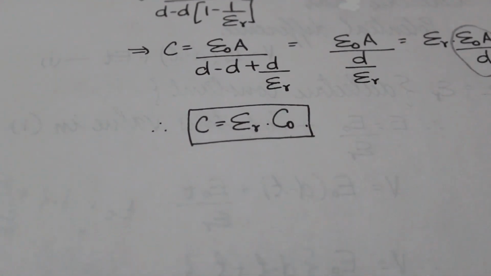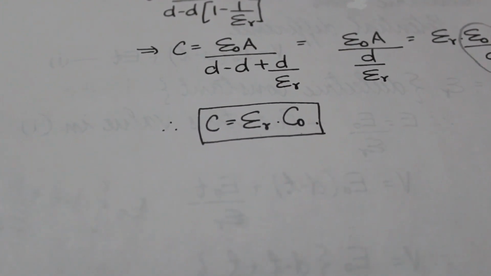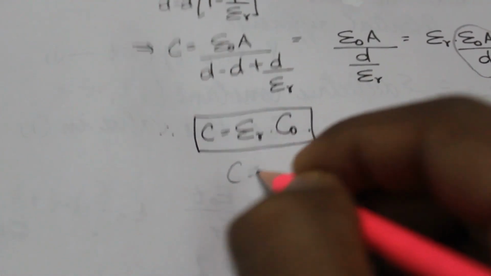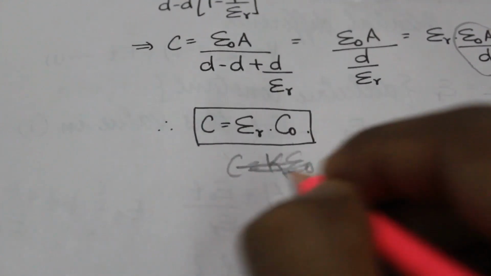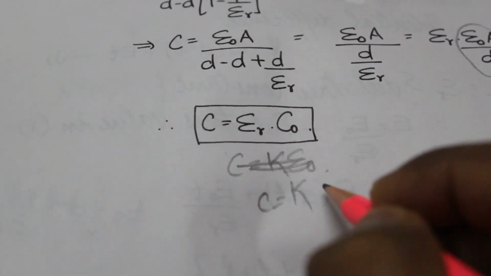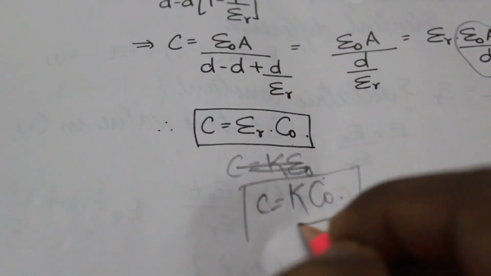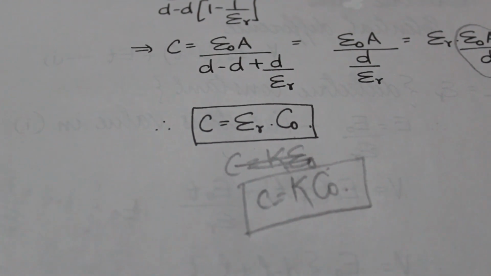It means if we introduce a dielectric slab which completely fills the gap between the two parallel plates of the capacitor, which has a dielectric constant K or epsilon R, then the capacitance becomes K times the capacitance of the capacitor when there was air or vacuum between the parallel plates.